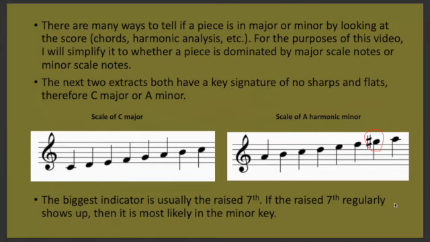So the next two extracts both have a key signature of no sharps and flats, therefore the possibility of C major or A minor. Now, the biggest indicator is usually the raised seventh. If the raised seventh regularly shows up, then as a rule of thumb, it is most likely in the minor key. So we can see the scale of C major here and the scale of A harmonic minor. Now that raised seventh really makes a difference when determining whether it's major or minor.